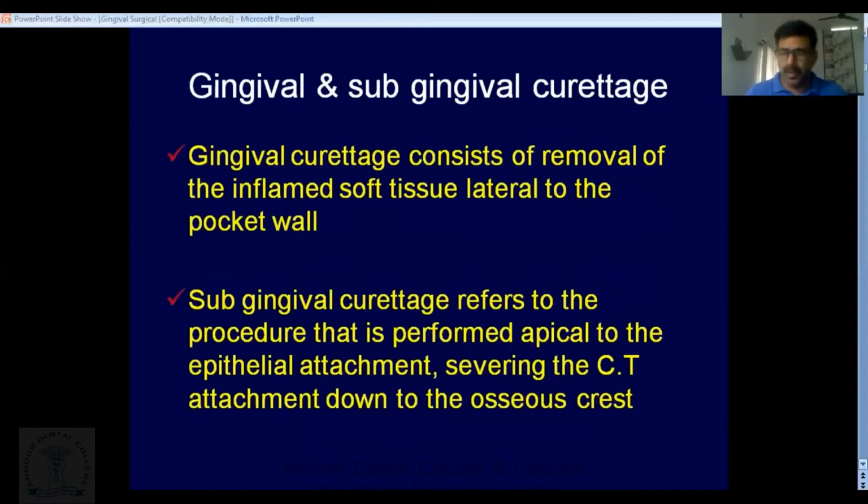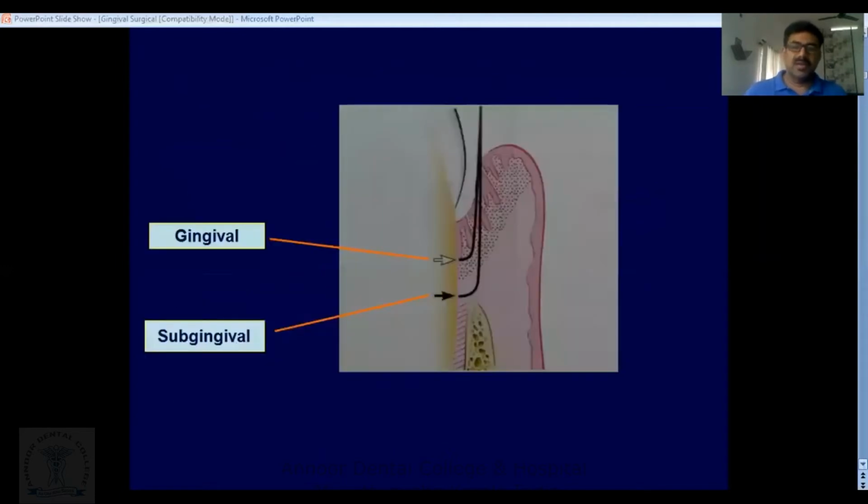Now, when you look at curettage, depending upon the extent to which you do curettage, you can classify it as gingival and subgingival curettage. Just by looking at this figure, you can know what gingival and subgingival curettage are. When you extend till this, you call it gingival curettage. You look here, you can see that this is extending to this region. So you are scraping only this part of the gingival sulcus, so probably epithelium and some part of the connective tissue you are scraping. This is called gingival curettage.